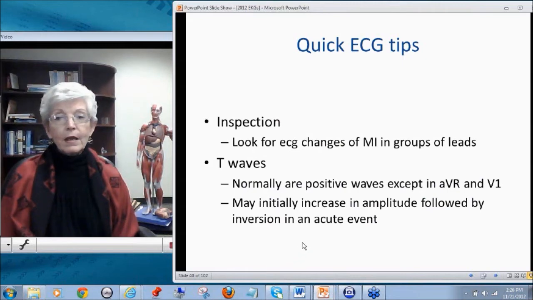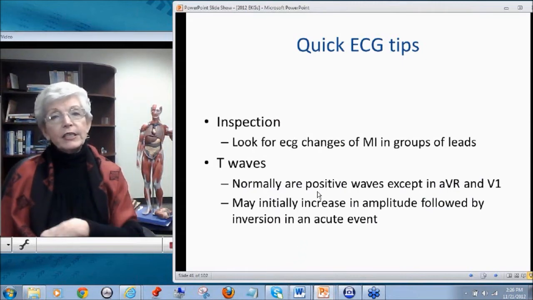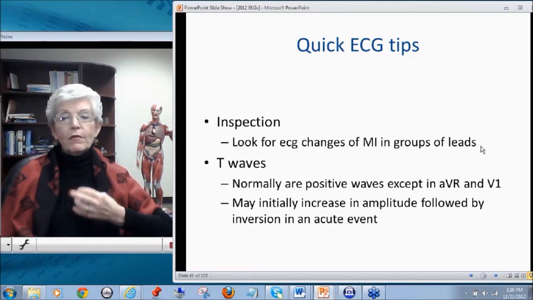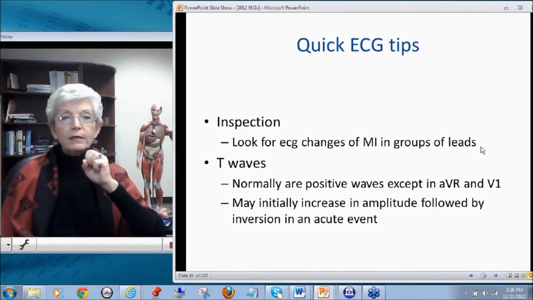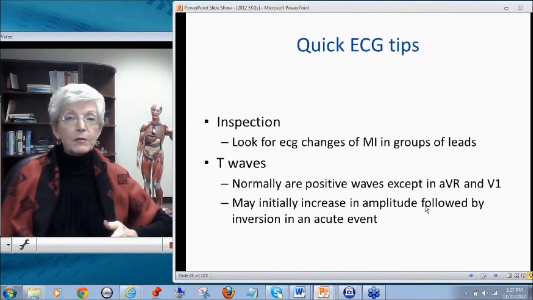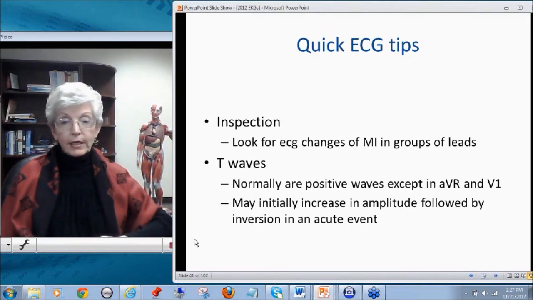So for EKG tips, look for EKG changes in groups of leads, and then visualize in your mind what part of the heart these groups of leads look at. Look at your T waves. They're normally positive in everything except AVR, where everything's negative, and in V1, they can also be negative. And they may initially increase in amplitude followed by inversion in an acute event.